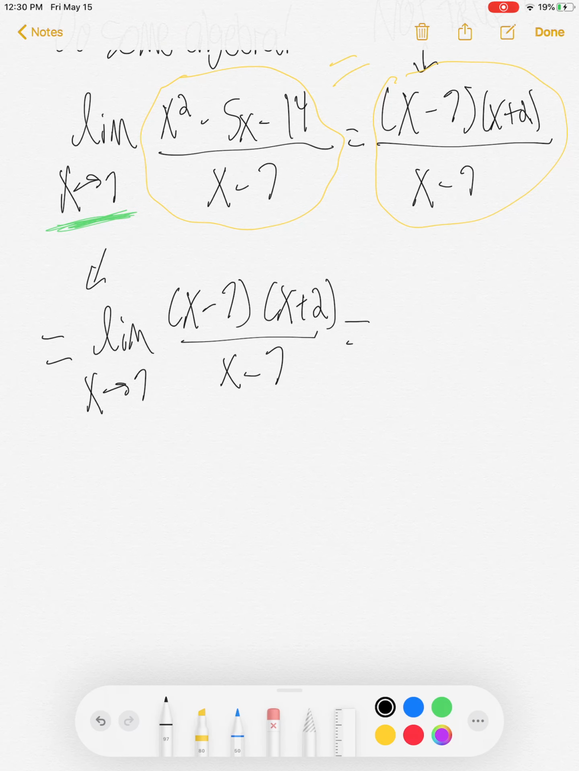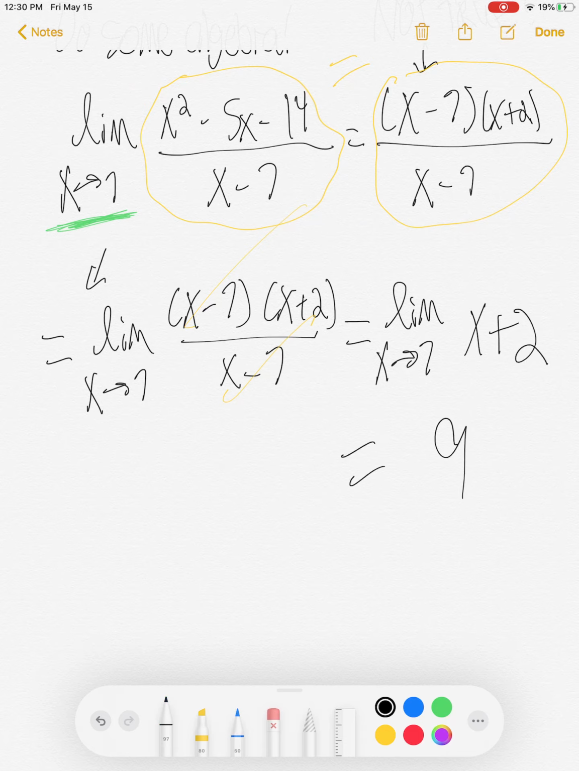All right, so now, what was the advantage of factoring like that? Well, the advantage was that now I can cancel x minus 7, x minus 7. And so this is just the limit as x approaches 7 of x plus 2. And that is just equal to 9 by plugging in x equals 7.